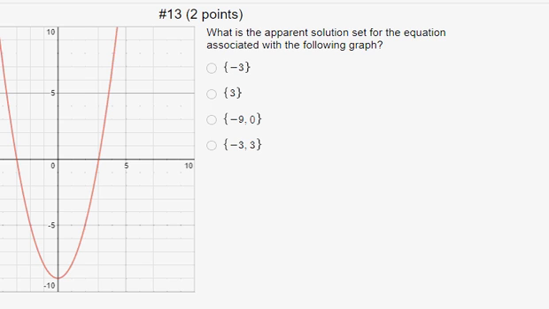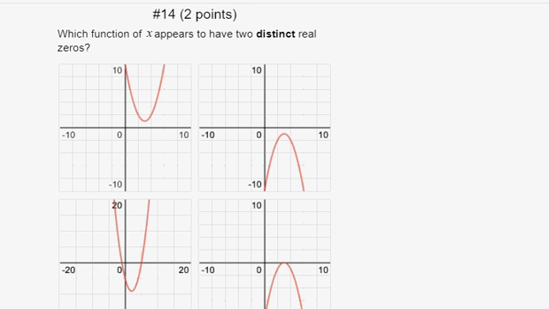Moving right along. Now, what is the apparent solution set? All right, so this is where we are connecting concepts that I kept stressing in this unit. We are at -3 and +3. Our solution set is made up of the x-intercepts. So we're intercepting the x-axis at -3 and 3. Easy peasy.